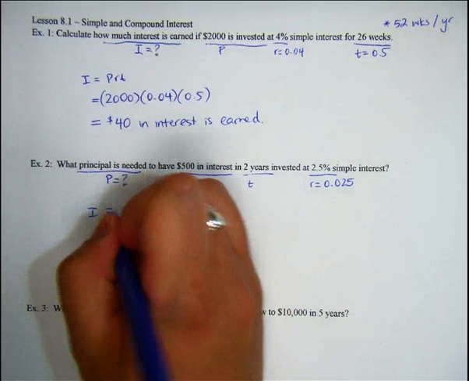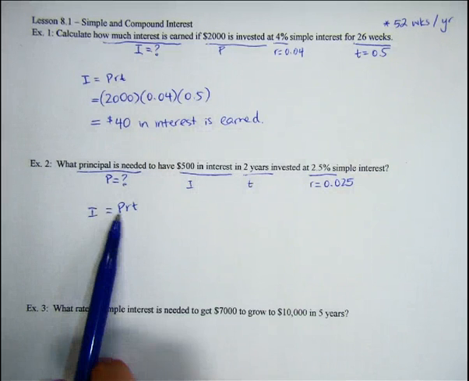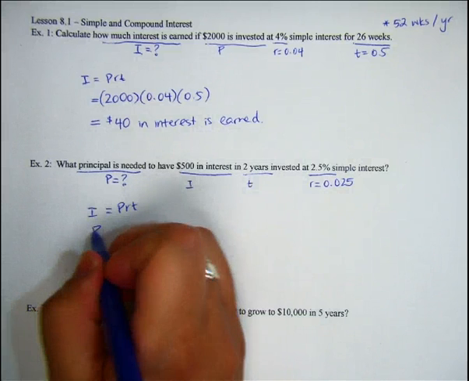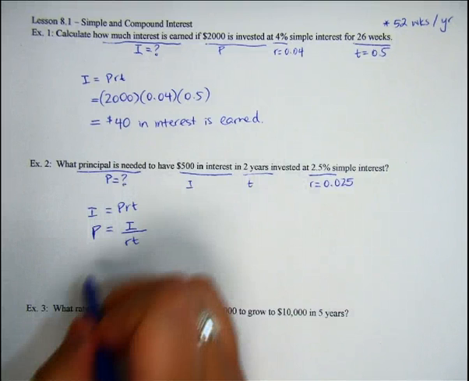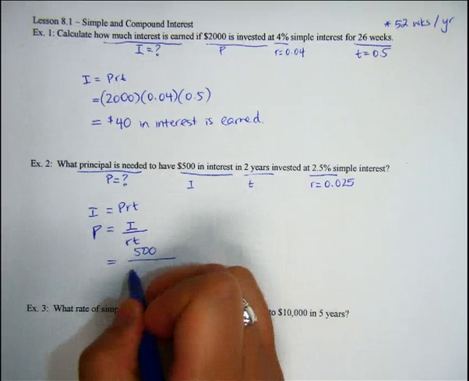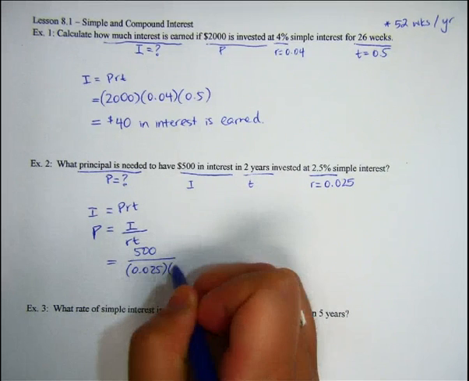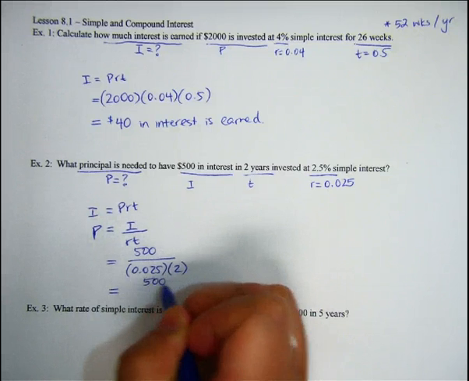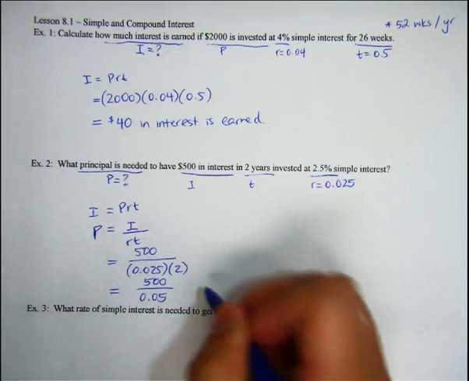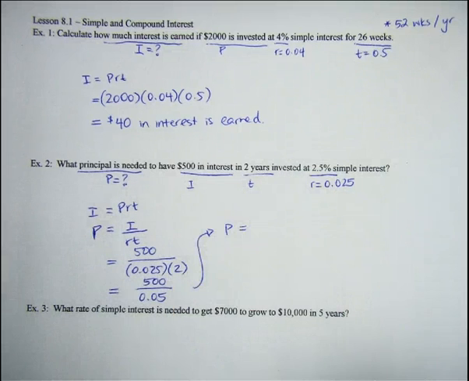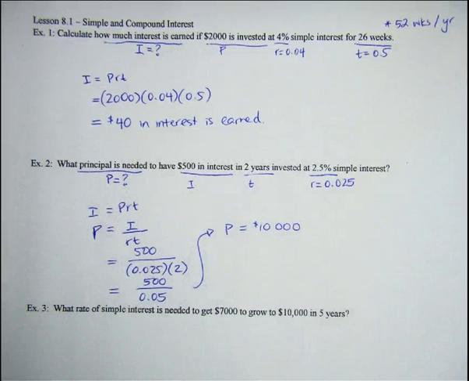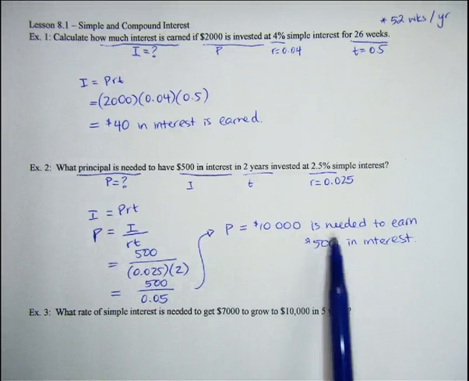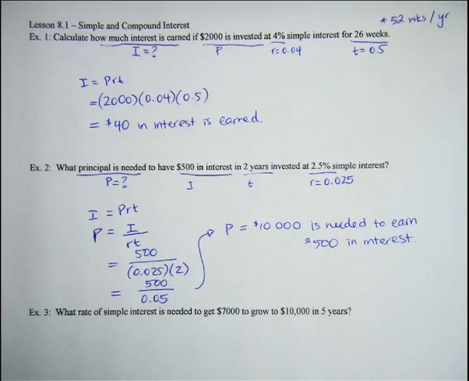And now you want to start with I equals PRT, but now because we want to solve for P, I'm just going to rearrange this. I'm going to bring R and T over to the other side by dividing. And now I can sub in 500 for I, 0.025 for R, and 2 for T. So this is really 500 divided by 0.05. And solve for P equals $10,000 needed. All right. So $10,000 is needed to earn $500 in interest in 2 years at 2.5% simple interest.